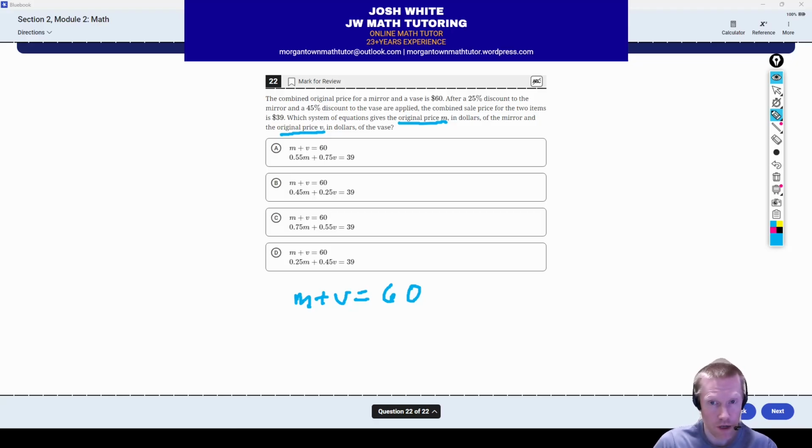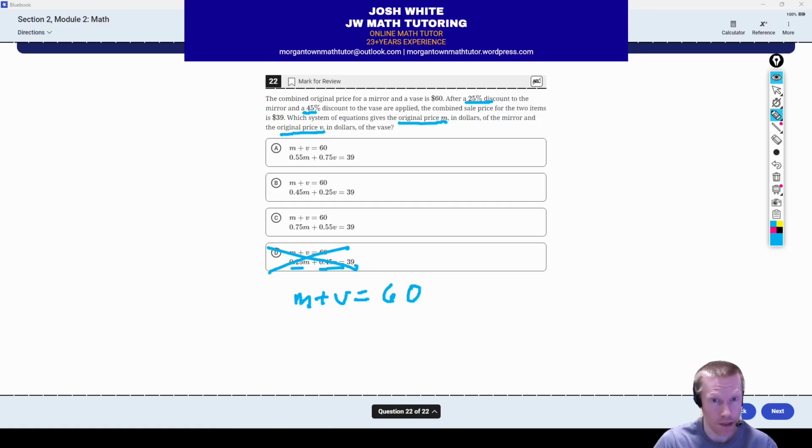It says after a 25% discount to the mirror. So what you have to recognize is if we're discounting the price of the mirror by 25%, the price that we're left with after the discount will be 75% of the original price. So a lot of people might look to D because they see, oh, 25%, here's 0.25, 45%, here's 0.45. But that's wrong. That's incorrect.